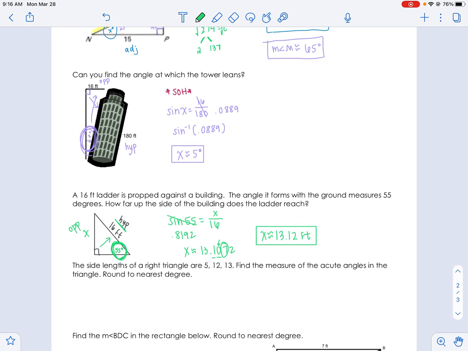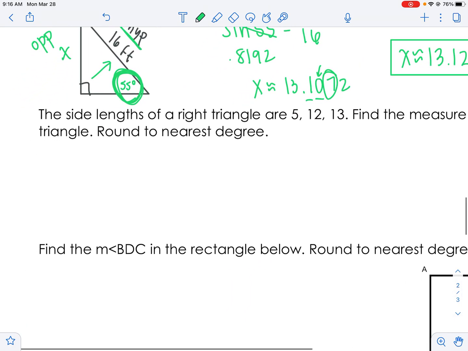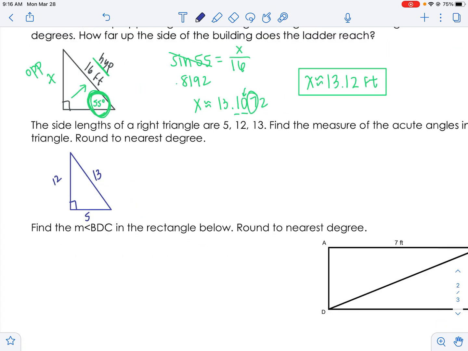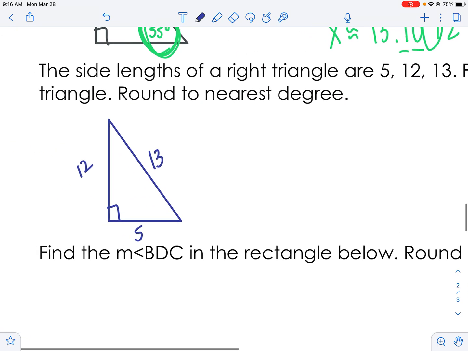That's it. Now, we're going to read through these next problems, and we're just going to figure out what we would use to solve them. So the next one says that the side lengths of a right triangle are 5, 12, 13. There's that triple again. So I'm going to go ahead and sketch out this triangle. I'm going to draw a picture. 5, 12, and the hypotenuse has to be the longest side, 13.